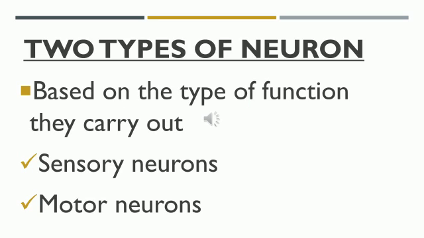And there are two types of neurons based on the function. Based on the type of function they carry out, these are grouped into two. One is sensory neurons and the other one is motor neurons. The name itself says its significance. So let us see each one of them.